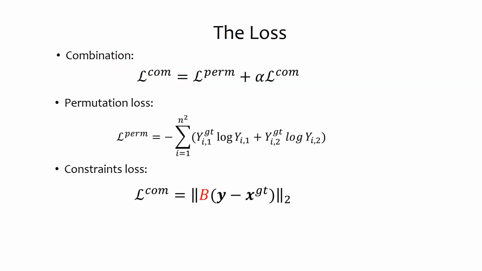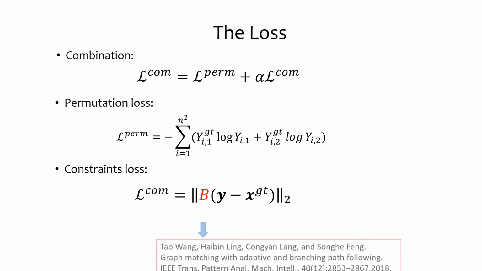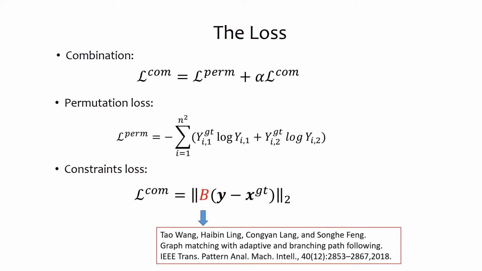Finally, we adopt cross entropy loss to compute a permutation loss, and use the auxiliary matrix B to evaluate the degree of satisfaction of the one-to-one matching constraints.